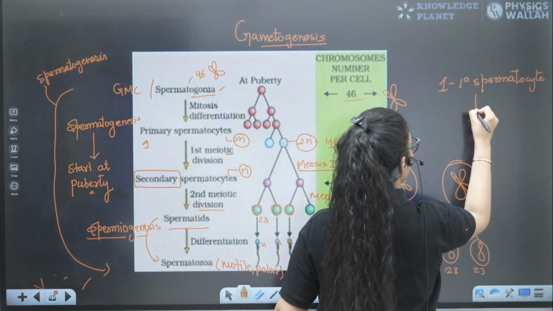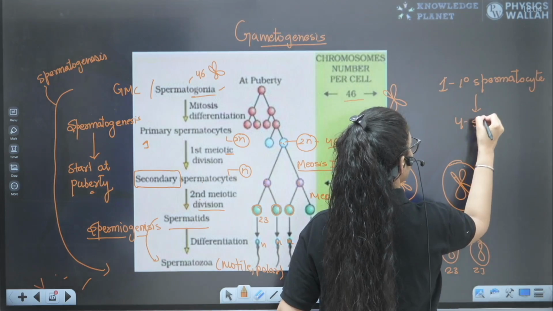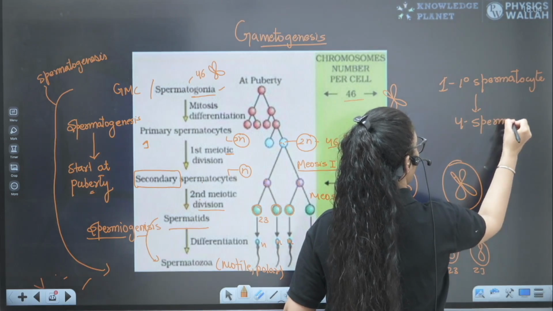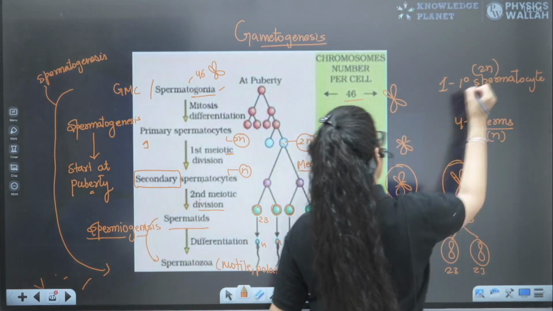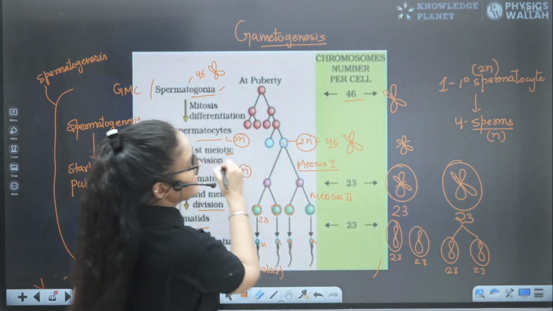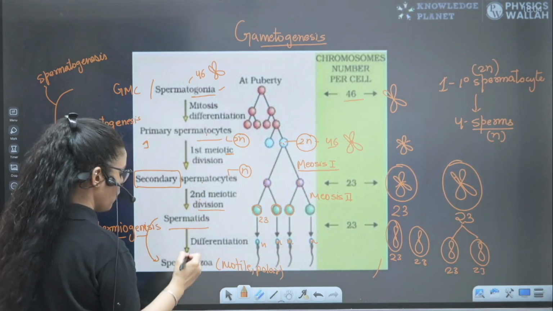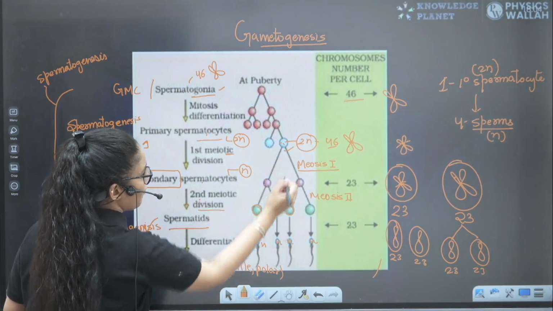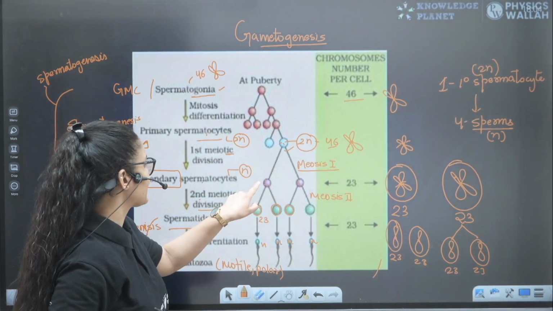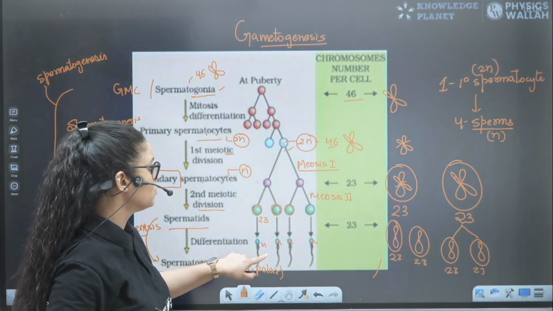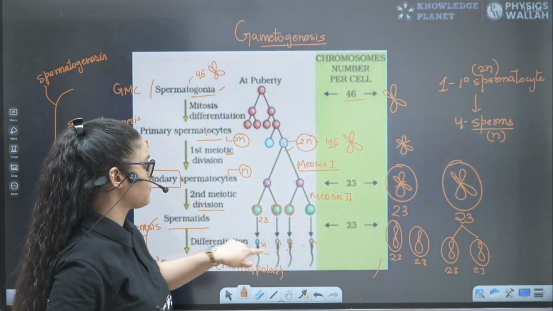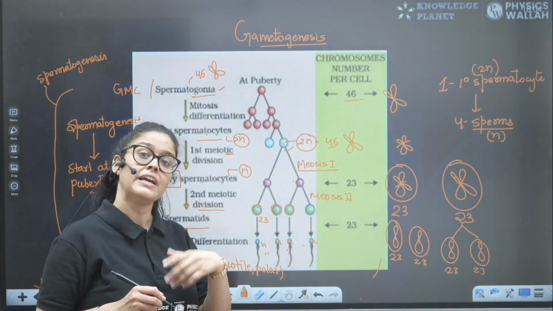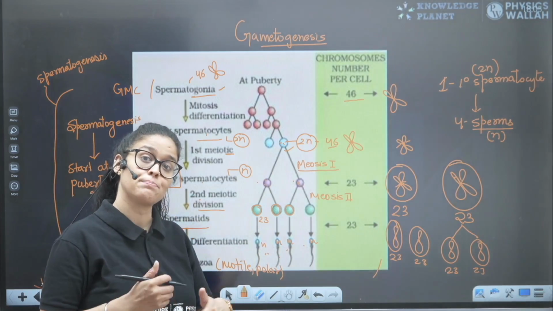So one primary spermatocyte forms 4 spermatozoa, or sperms. 4 haploid sperms, and it is diploid. One secondary spermatocyte forms 2 sperms, and 2 secondary spermatocytes will form 4 sperms. So they can ask you these counting, application based questions in NEET.